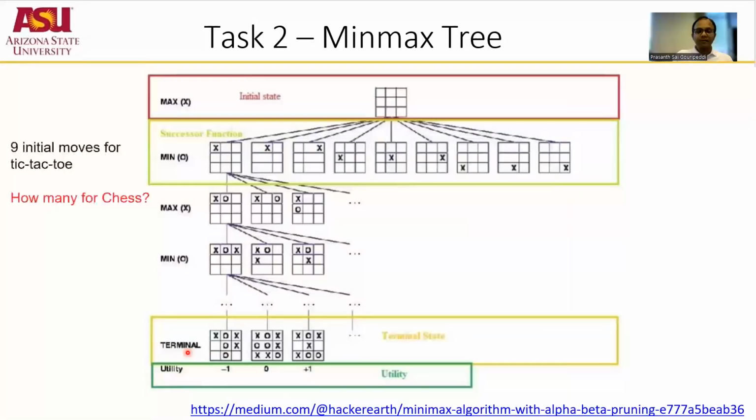One interesting fact is that there are 9 initial moves possible for a tic-tac-toe. How many are possible in case of a chess game initially? How many will be there when you move to step 2 or the second move? How many possibilities exist? How does it grow? That's something you need to think about when you are going to implement your min-max algorithm.